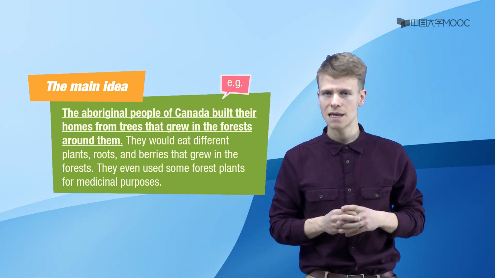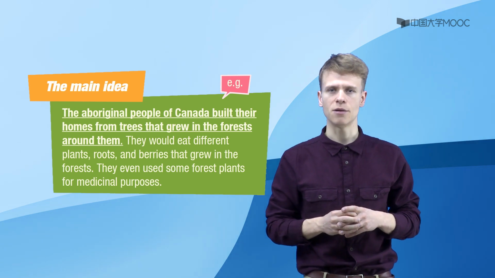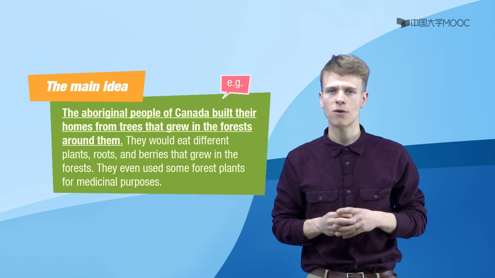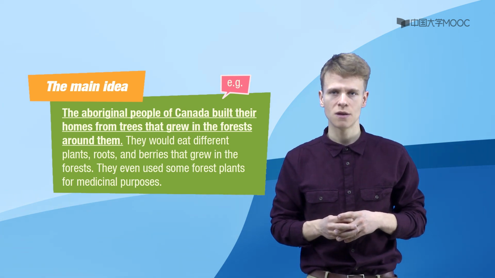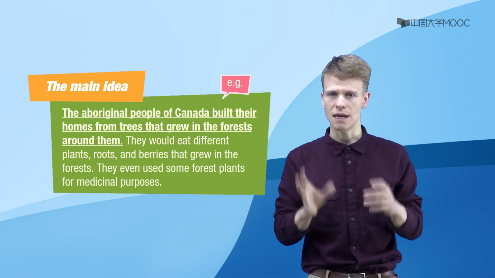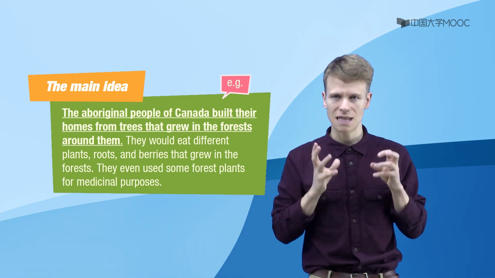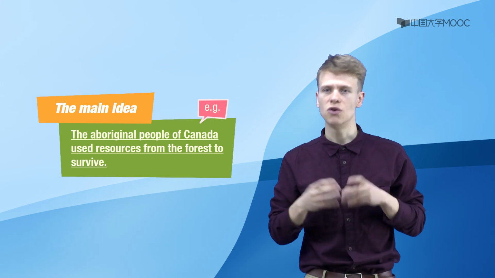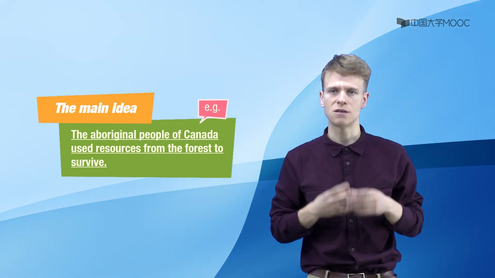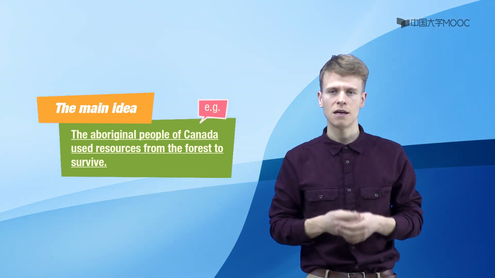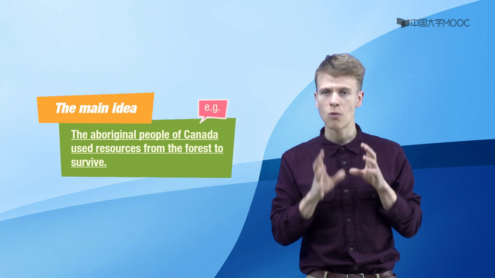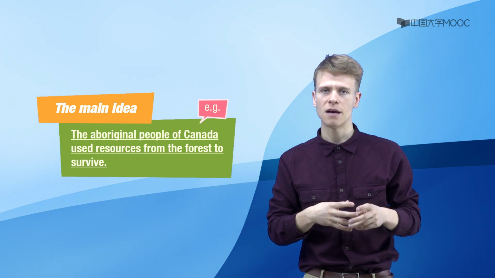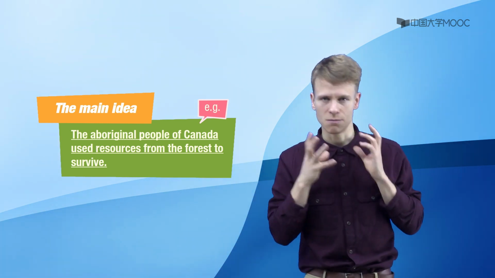The speaker is clearly talking about Aboriginal people in Canada, and all the details include something about forest plants and how they were used. You could say that the implied main idea is this. The Aboriginal people of Canada used resources from the forest to survive. If the speaker was to start with that, he would be stating the main idea, and all the other details would support it.